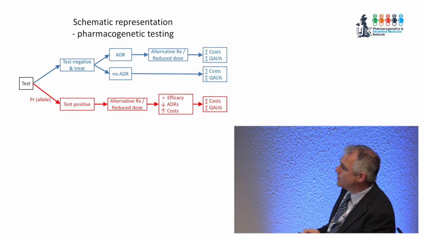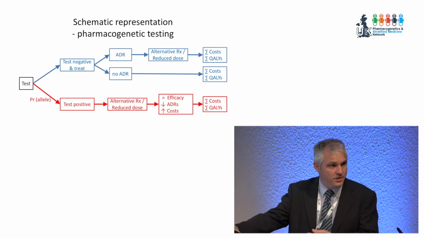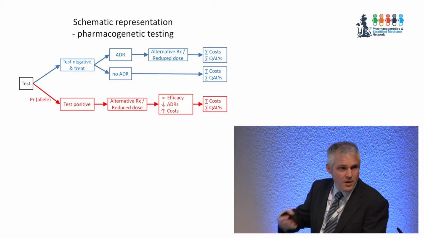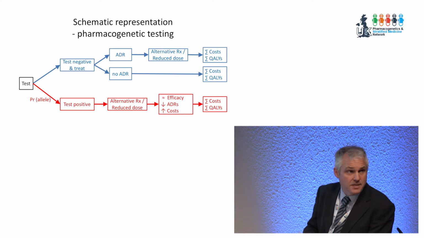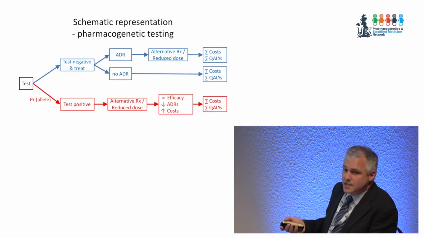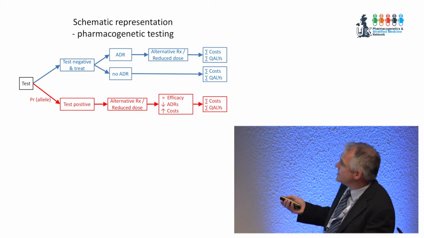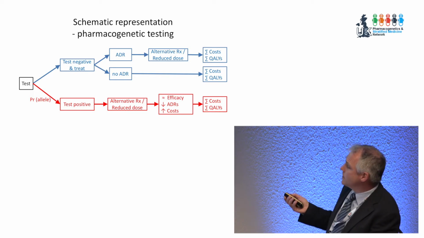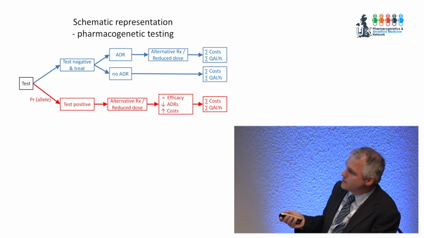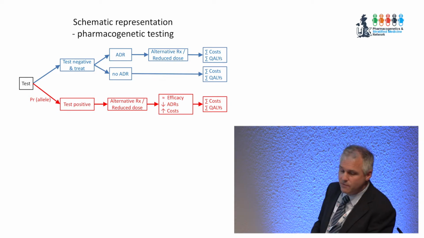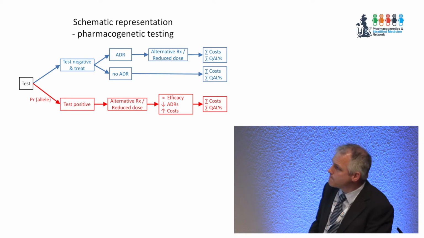But there's probably going to be greater costs incurred, because if you're prescribing alternative treatment, then by definition that wouldn't have been the first choice. So it might be second choice because it perhaps is less efficacious, perhaps is more expensive. But in the same way as in the previous slide, what we would do is estimate the total costs, the total QALYs associated with those who test positive for a given allele test.